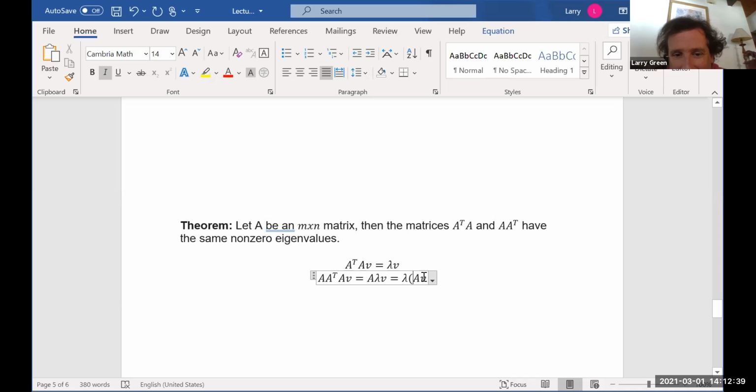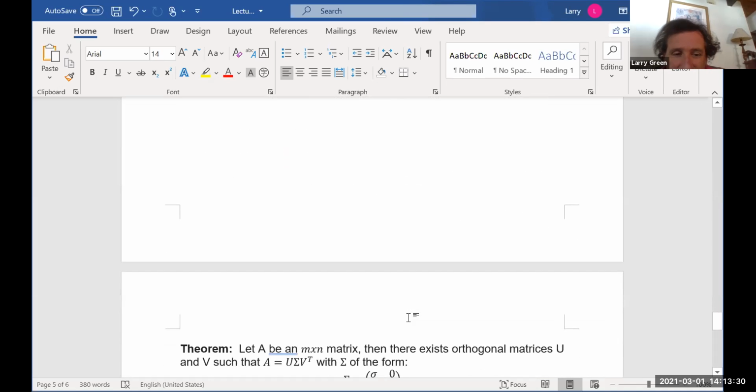So now, just to emphasize what we're looking at, I could put parentheses around the AV. Any questions on that? Why am I done? It's tricky, but I'm done. We have AA transpose times a vector equals lambda times that vector. That means lambda is an eigenvalue. So if lambda was an eigenvalue of A transpose A, lambda is an eigenvalue of AA transpose. We're done. Any questions on that theorem? So it's a nice little theorem used here and there.